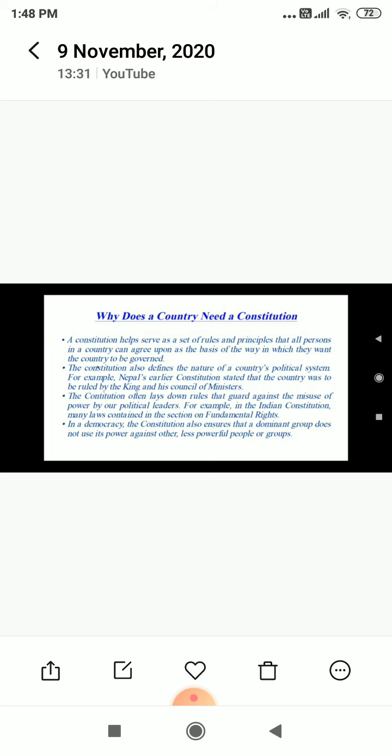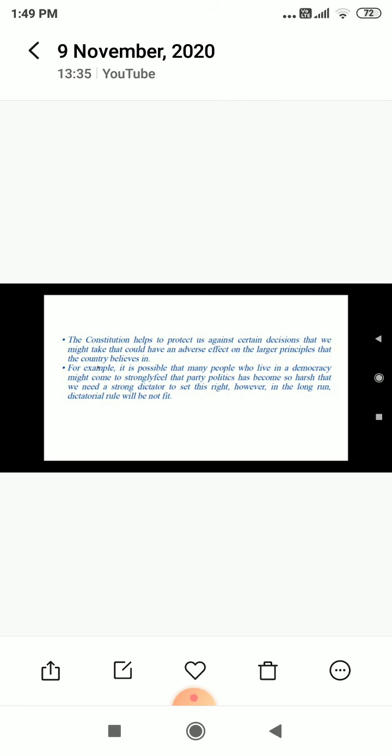In a democracy, the constitution also ensures that a dominant group does not use its power against the minority or the less powerful people or groups. It means those who are large in number may not misuse their power. They cannot use their power to dominate the less powerful or lower groups. Then come to the next one also.